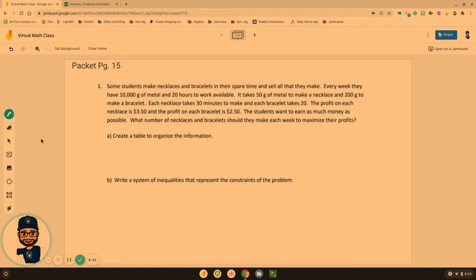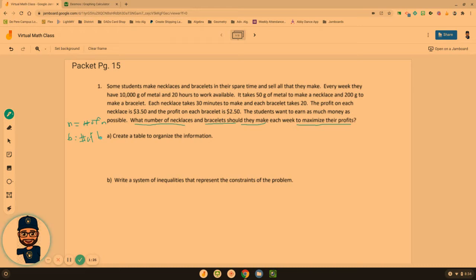So that last sentence or question really is the clue to this entire problem. What number of necklaces and bracelets should they make to maximize their profit? So let's say N is going to be our necklaces and B for bracelets, the number that we should make of each. The number of necklaces, and I'm just going to abbreviate for time's sake, the number of bracelets.